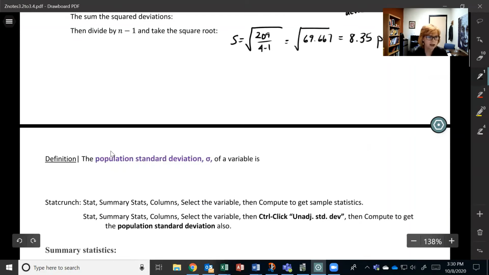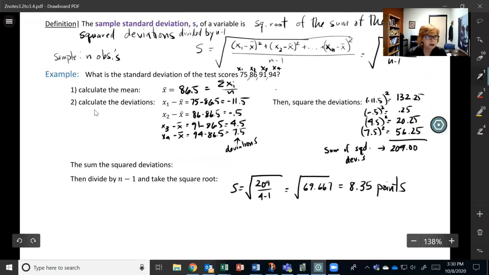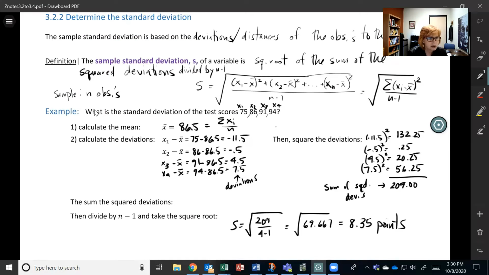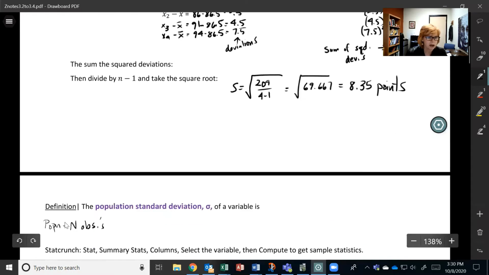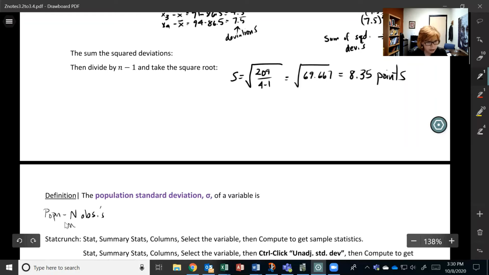My population has capital N observations. So instead of dividing by little n minus 1, we're actually going to divide by capital N. And my mean of a sample is x bar for the sample, but for the population, my mean is mu. And my symbol for the standard deviation of the population is sigma.